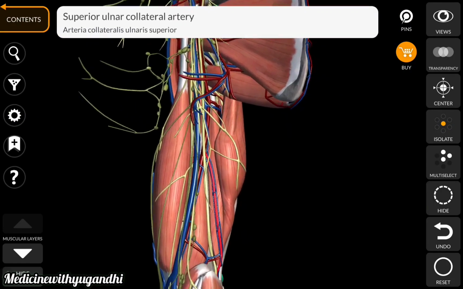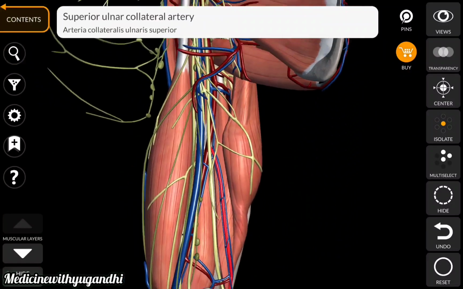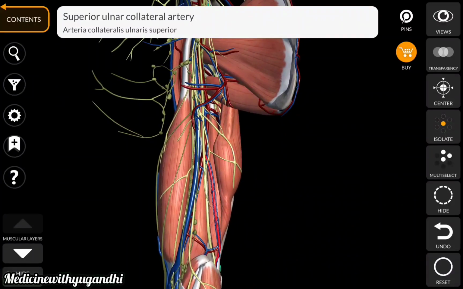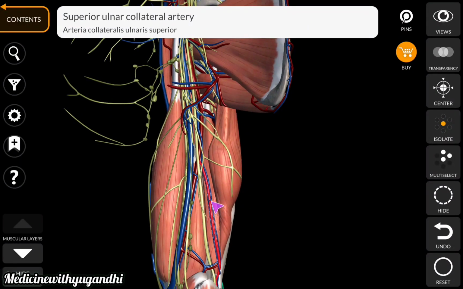Coming to the next branch, here you could see the superior ulnar collateral arising in the upper part of the arm. So here you could see this is the superior ulnar collateral arising from the brachial artery in the upper part of the arm. It accompanies the ulnar nerve.